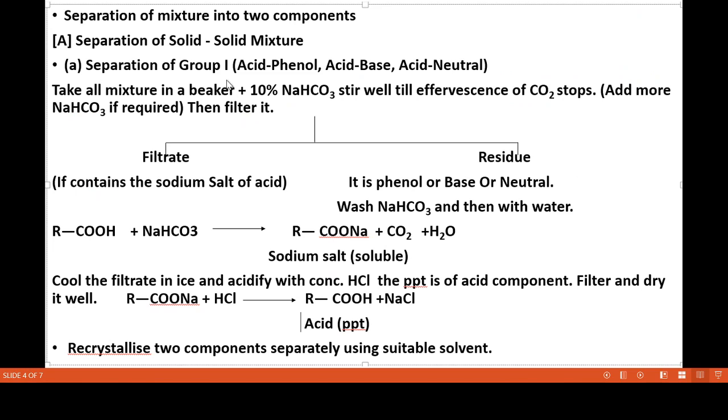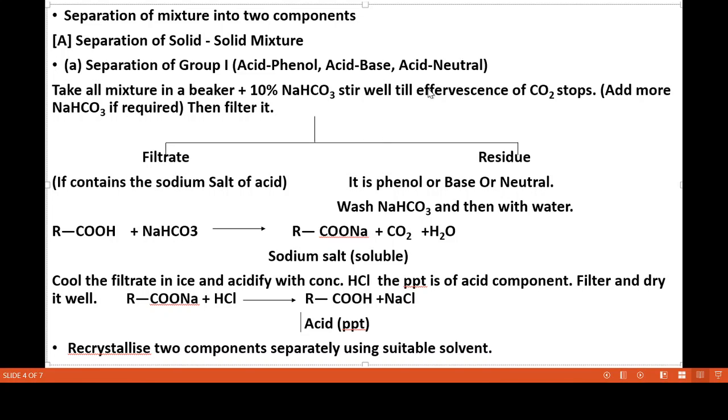Right? So we do the separation by group first. What we have to do, student? We take all the mixture in a beaker. Then we add 10% NaHCO3, sodium bicarbonate. What happened when we add this sodium bicarbonate? What exactly happened? This is the reaction which happens during this separation. Our compound type is acid, so this is the functional group of acid. When we add this 10% NaHCO3, what happened?